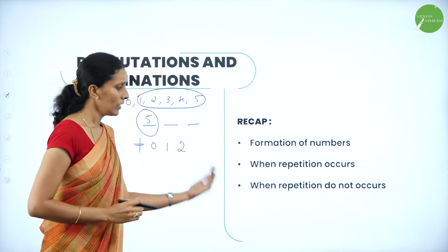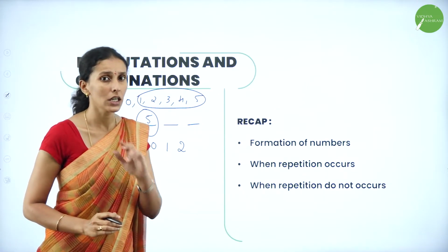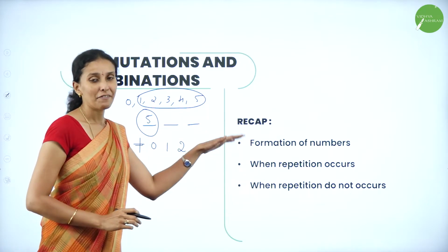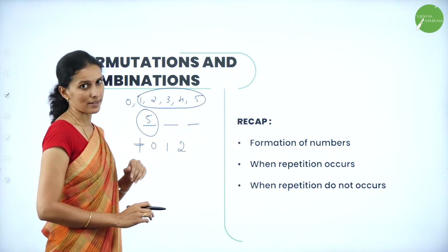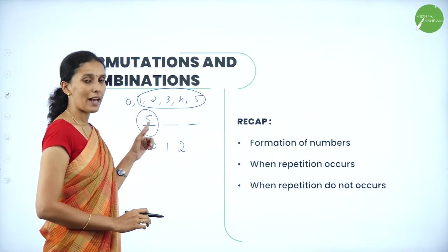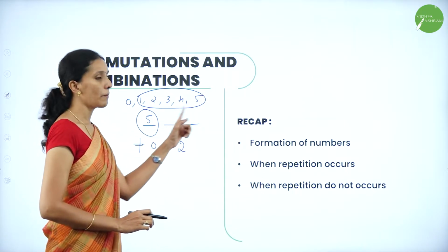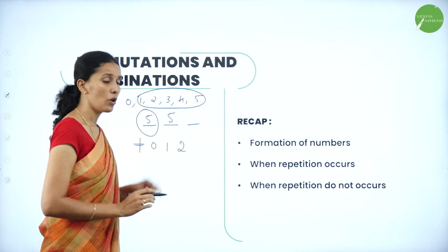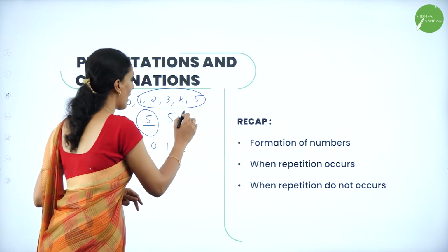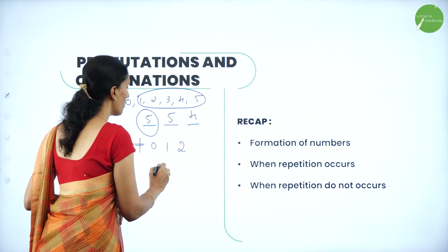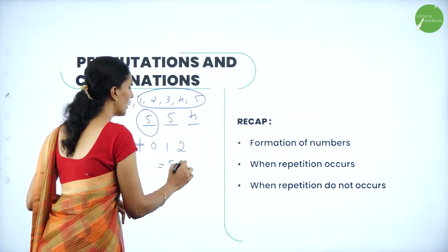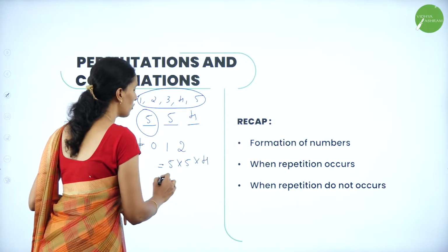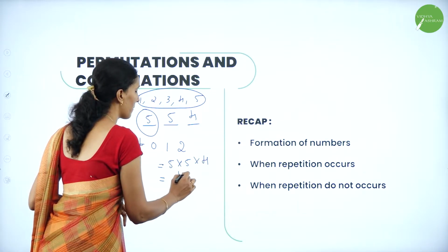Whereas coming to repetition, if we consider that repetition is not there, then we have only the other left numbers to fill other places. For example, here we have 5 choices, but 0 can be included in other places. Therefore, I have 5 choices here also. Now 2 numbers are gone, so I have 4 choices. Therefore, my total number of 3-digit numbers will be 5 into 5 into 4, that is 100.